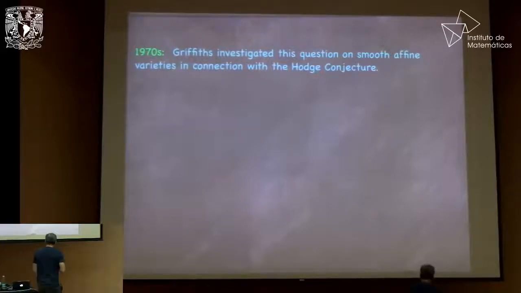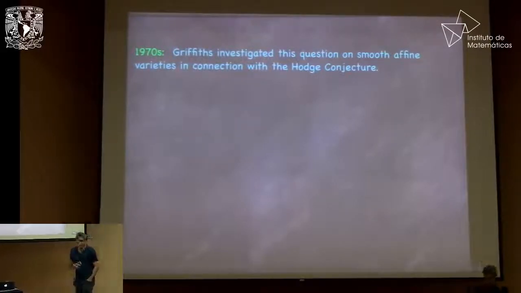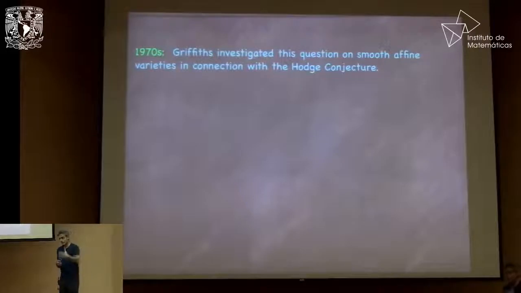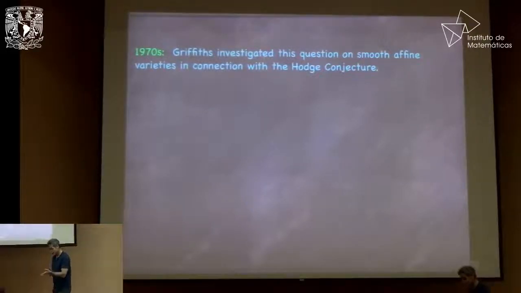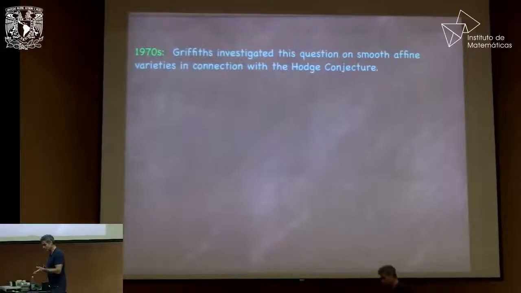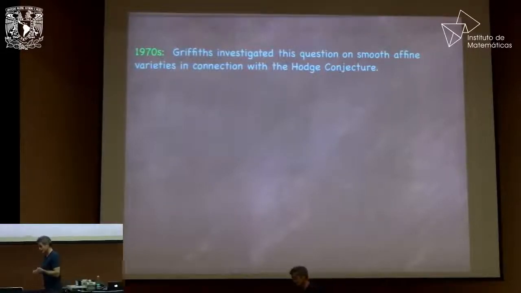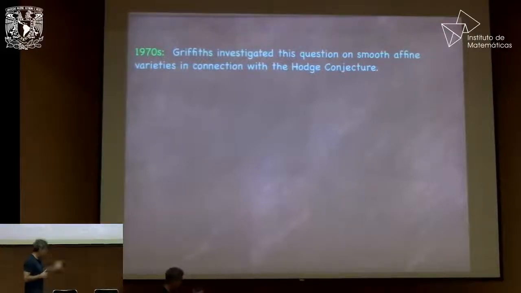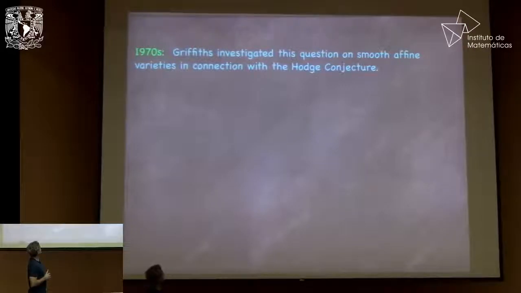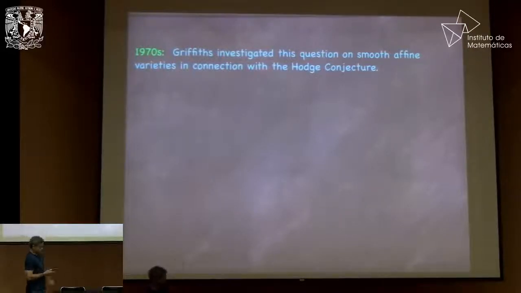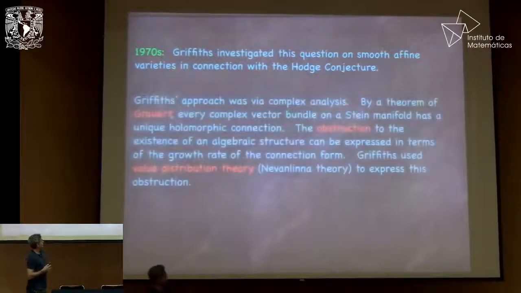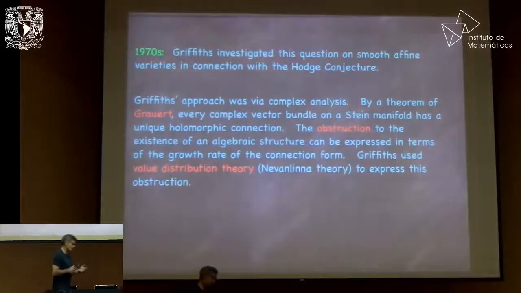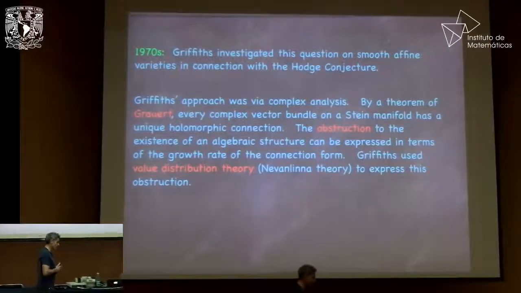Griffiths studied this problem in connection with the Hodge conjecture. You know every rational cohomology class is a Chern class of a vector bundle. If you knew that vector bundle had an algebraic structure, then you would have lifted that to an algebraic cohomology class, and you'd solve the Hodge conjecture. So Griffiths was very much interested in this problem, and the methods Griffiths used were really located in complex analysis.